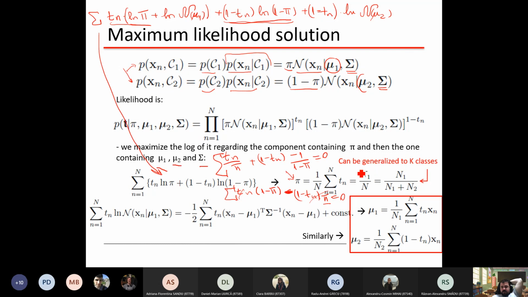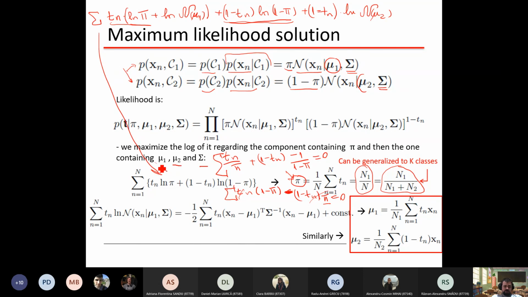So in other words, it is n1 over n, which can be generalized to n1 divided by n1 plus n2. If we have n classes, it will be n1 over the summation of all classes. And this is how we obtain this pi, the probability of the positive class: the number of points from the first class divided by the total number of points.